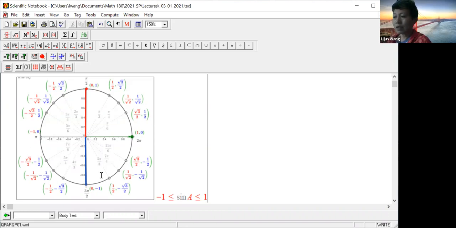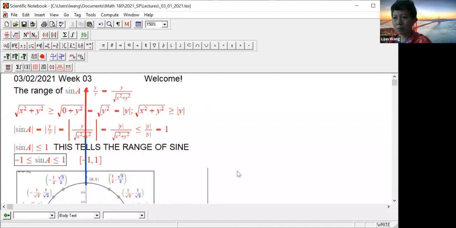So now, do we understand the domain and range now for sine A? So what is the domain for sine?